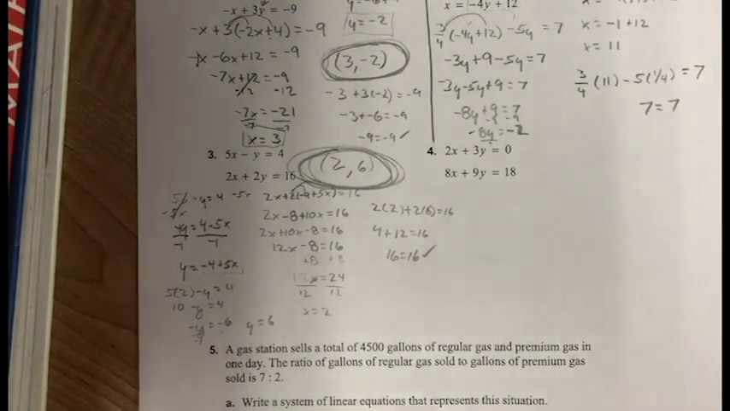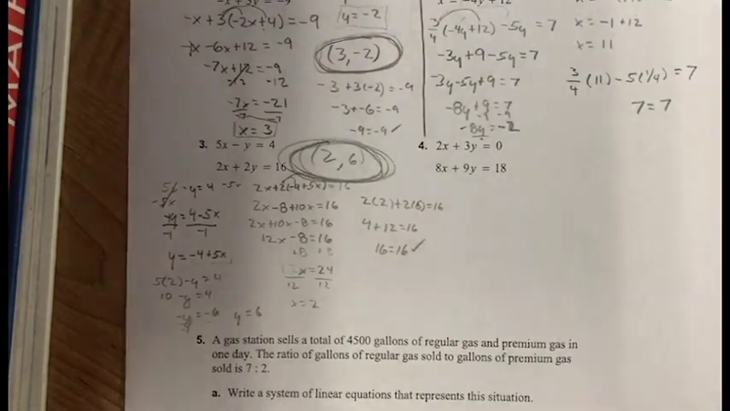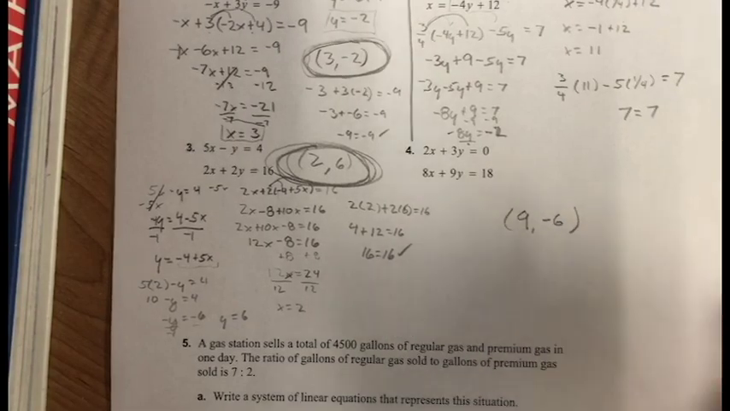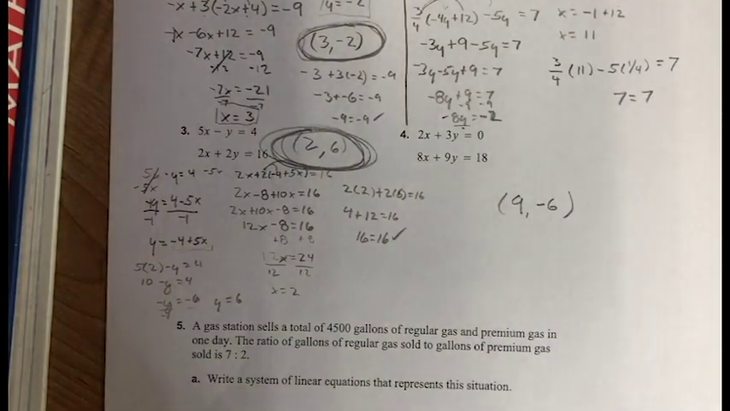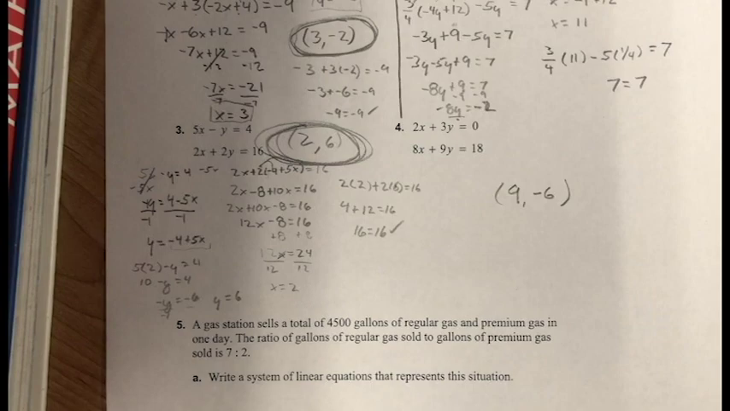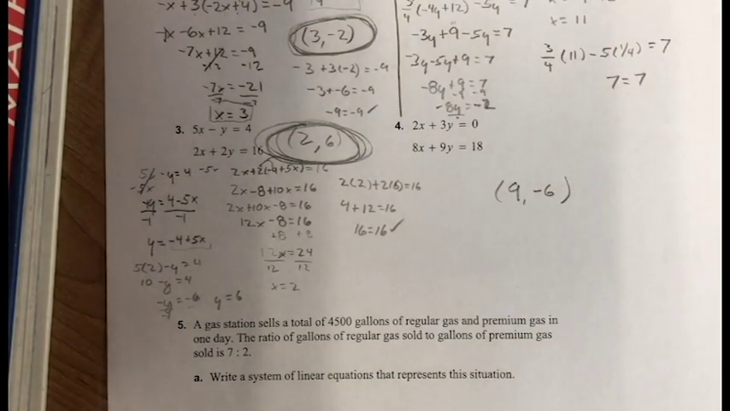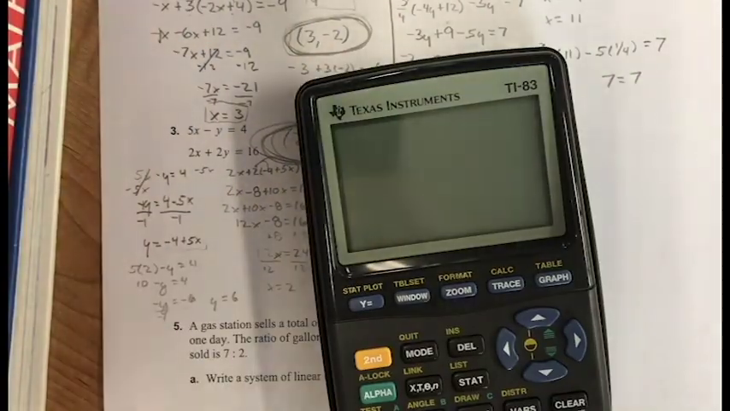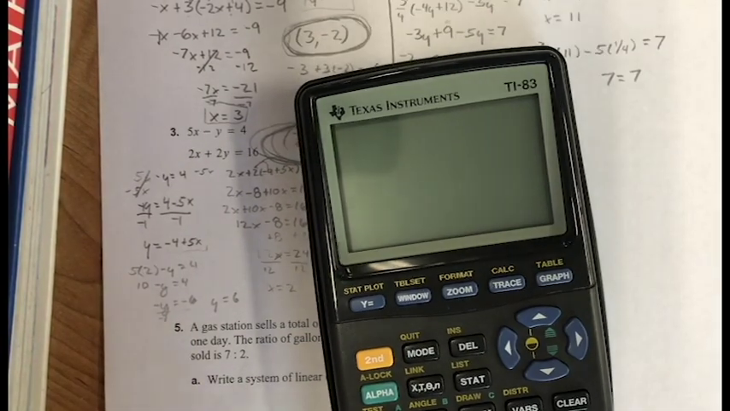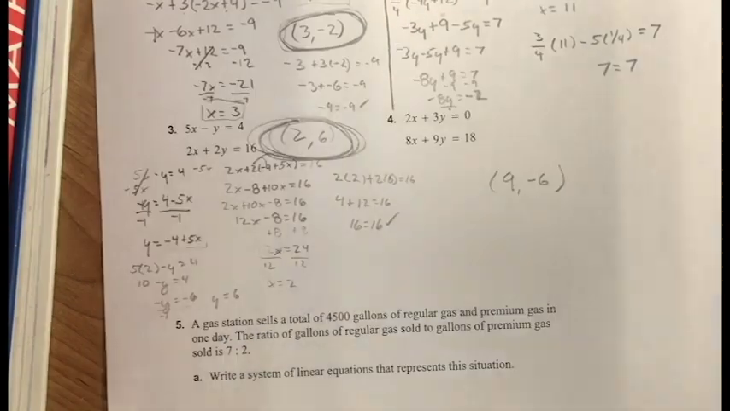So why don't you take a moment and I want you to try number 4 on your own. So what you should have got for number 4 was that your ordered pair should have been 9 and negative 6. And like always, if you don't know what happened and you're not sure what you did wrong, come find me or ask somebody. And also, don't forget, you do have this calculator. And I showed you how to do system of equations with your calculator in the last video. So this will also help you double check your answer.